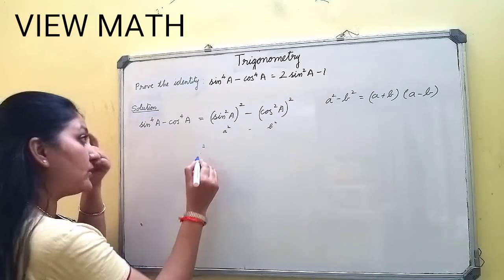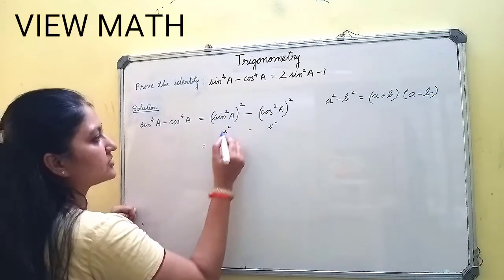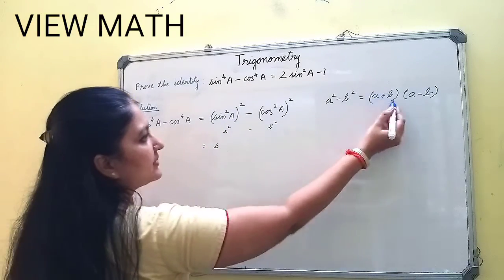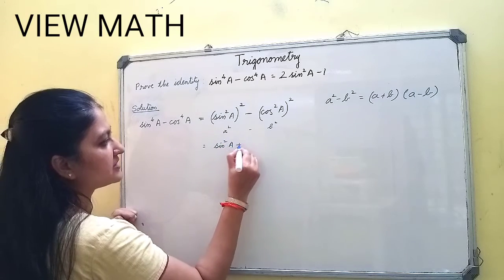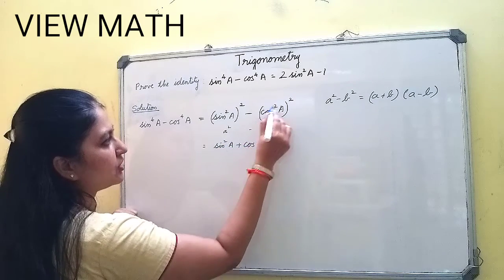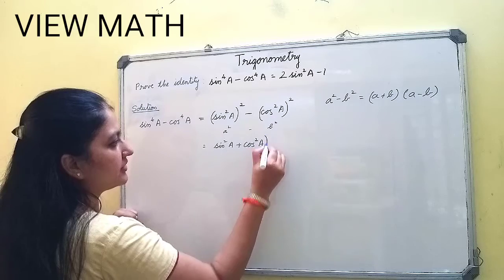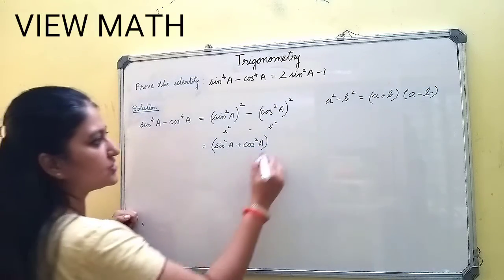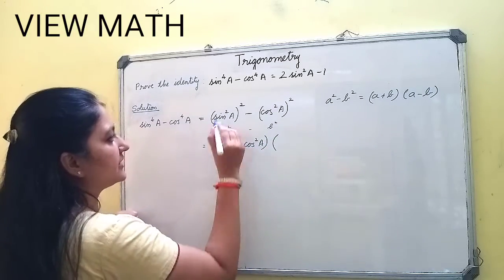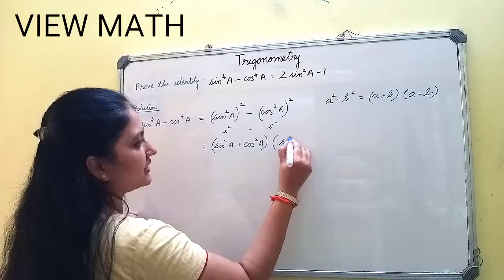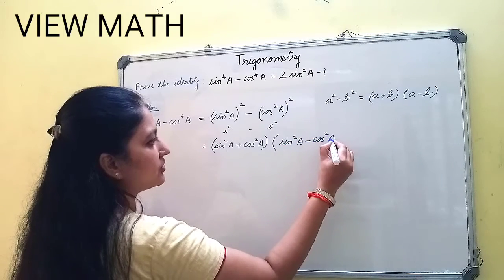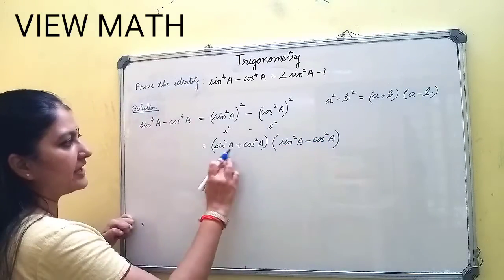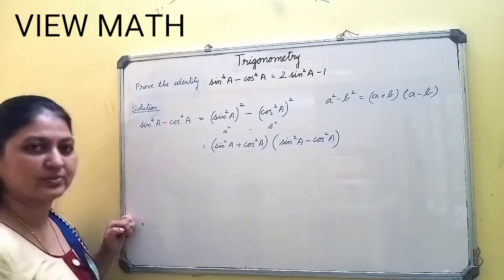So this is equal to sin square A plus B, B is nothing but cos square, so cos square A. A plus B into A minus B. A is sin square A, sin square A minus B, which is cos square, so cos square A. So (A plus B) into (A minus B).